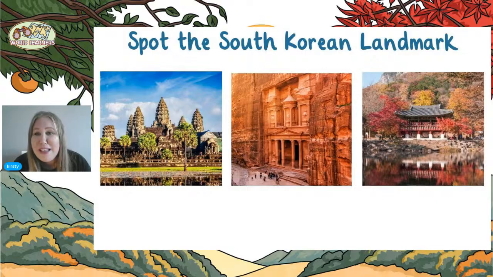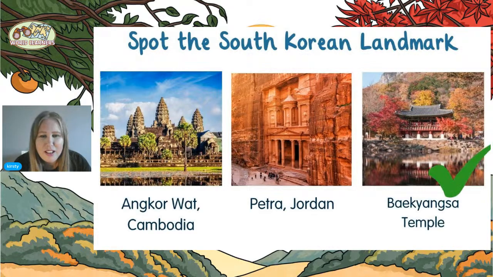What do we think then? The middle one is Petra in Jordan. You think far right is South Korea. Noah and Theo, I think you're spot on with that one. Petra in Jordan. Let's have a look. Oh, Aurora, you agreed with that as well. Well done. So yes, we've got the South Korean landmark, the Baekhyangsa Temple, and the middle one was Petra in Jordan, and then the Angkor Wat in Cambodia was the other one. Well done. Great landmark spotting, everybody.